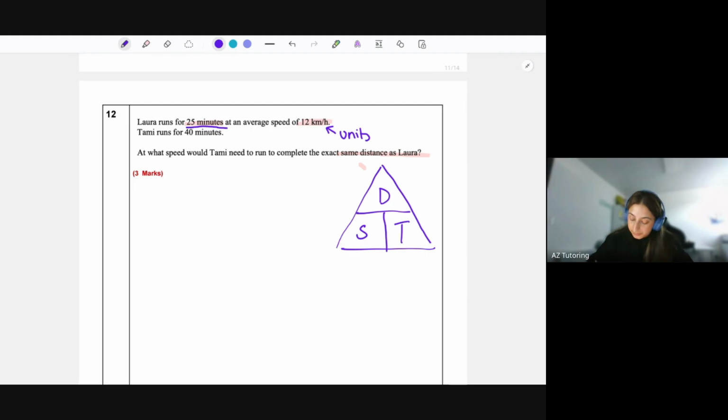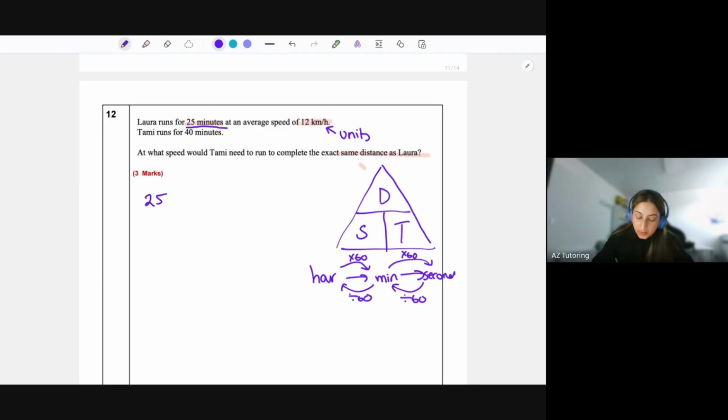So we know hours to minutes to seconds. We need to know the conversions. To go from hours to minutes, you times by 60. To go from minutes to seconds, you times by 60. And then it's divide the other way around. So we need to convert the minutes into hours. So minutes to hours is you divide by 60.